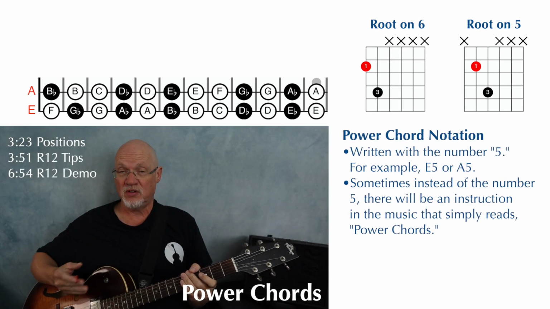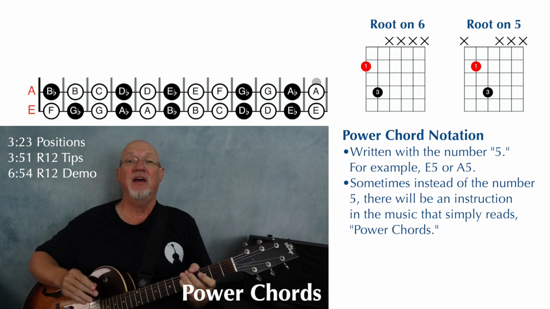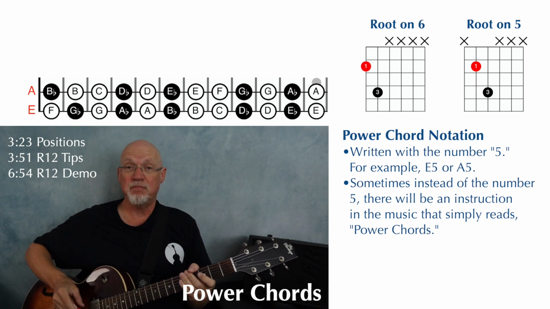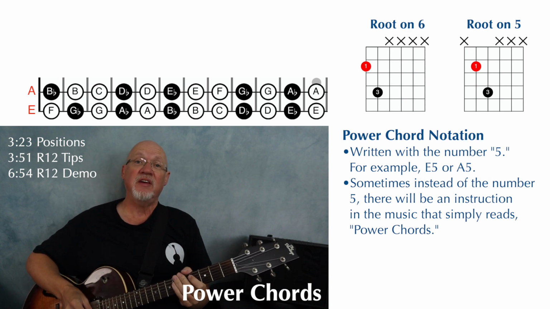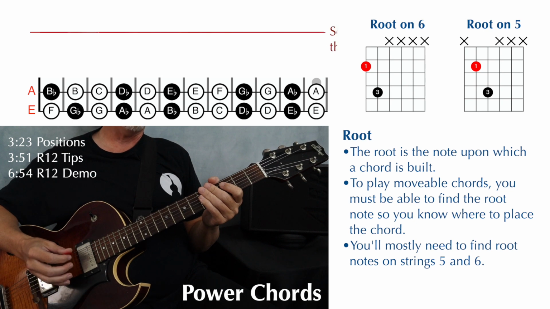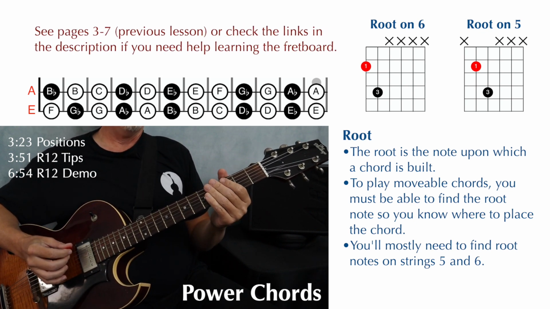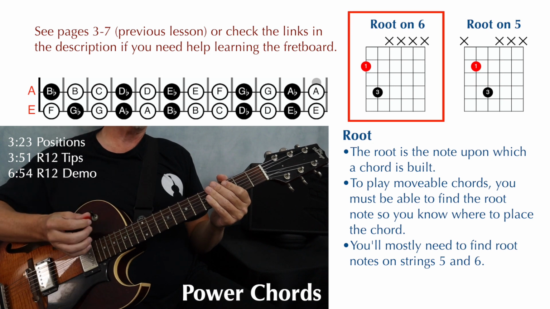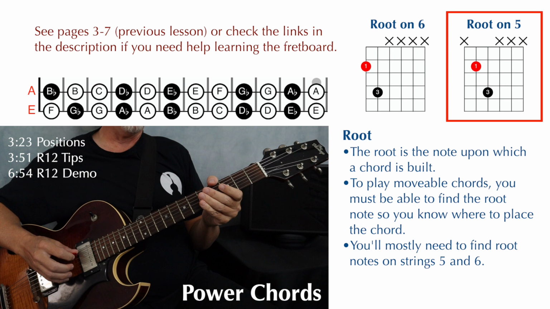Power chords, as you can probably guess by now, are labeled with a 5, E5, A5, and sometimes in your music it'll just say power chords. The most important thing about these movable shapes is that you need to know how to find your root notes. The root is the note the chord is built on, and in these power chords, the root is the lowest sounding note. So from the power chord that you get from the E5, the root is on the 6th string, and from the A5, the root is on the 5th string.